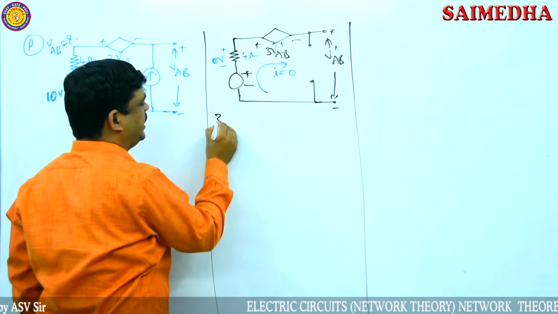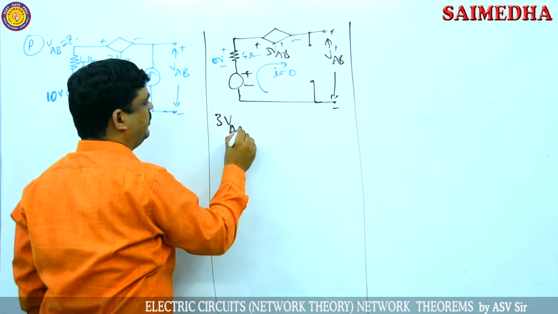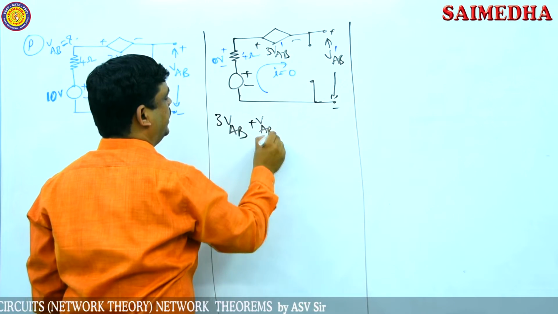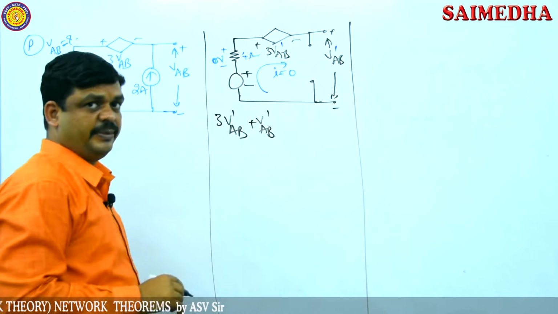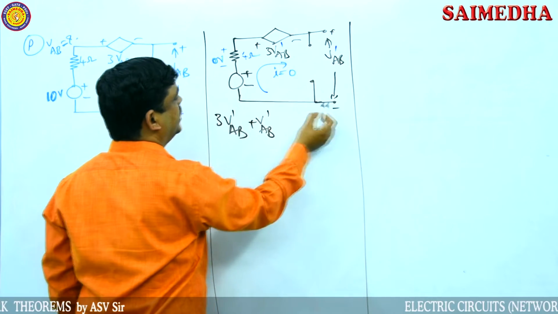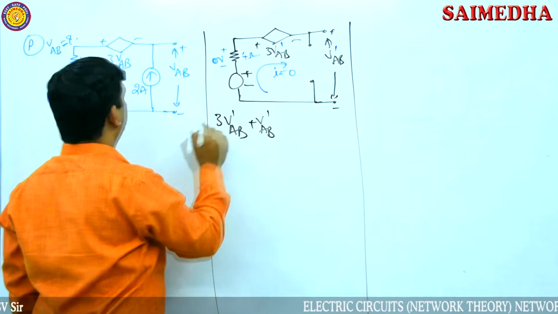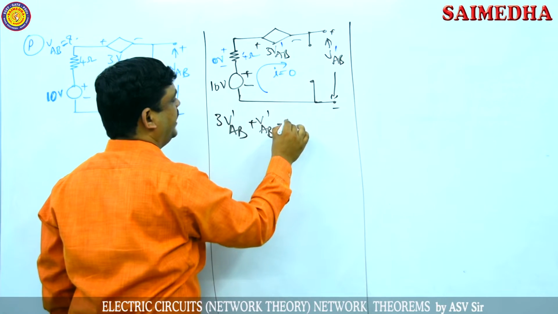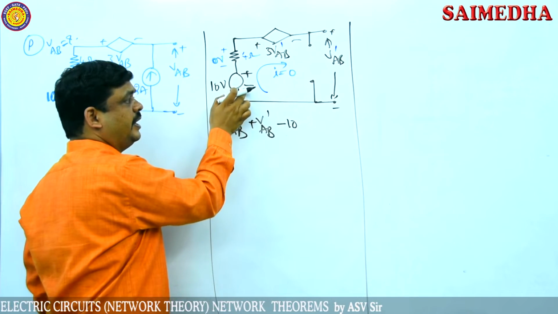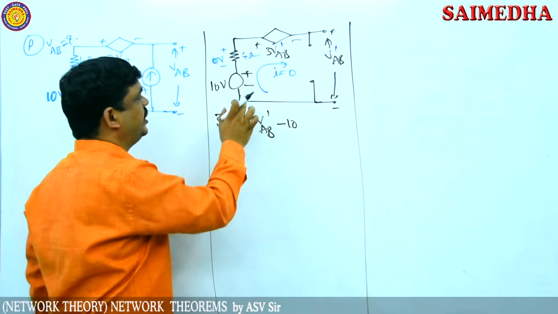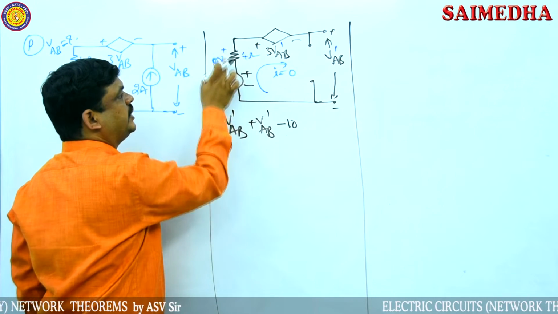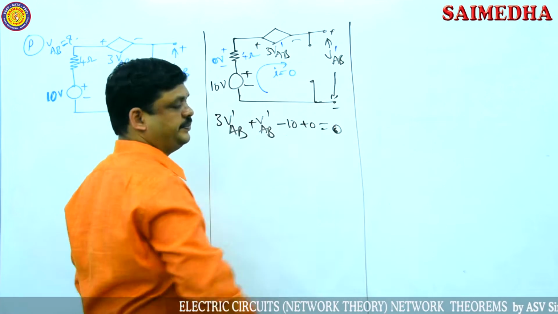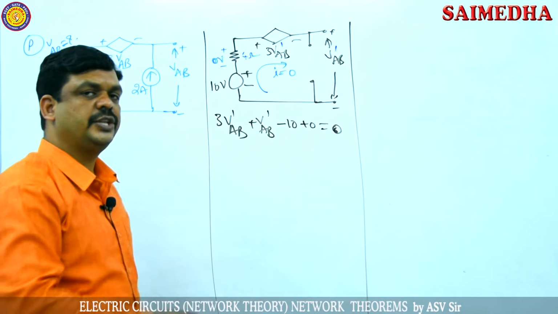So this voltage is 3 VAB and plus VAB dash, because I assumed VAB dash. The voltage across this source is 10 volts, so minus 10 volts because it enters with the negative terminal. And the voltage across the 4 ohms resistor is 0, so plus 0 is equal to 0. So apply just KVL, Kirchhoff voltage law.